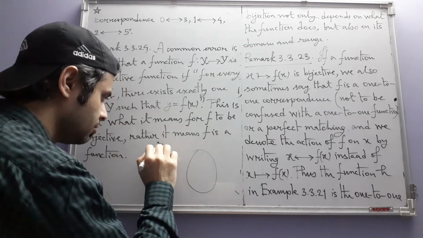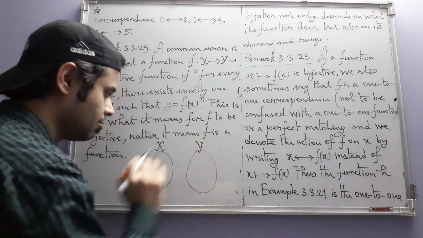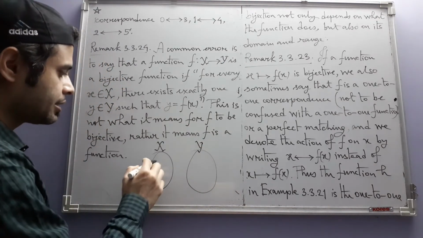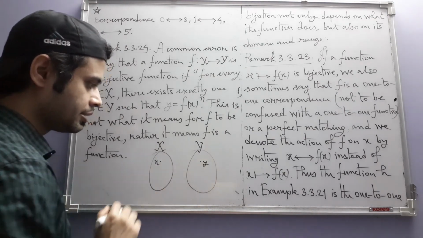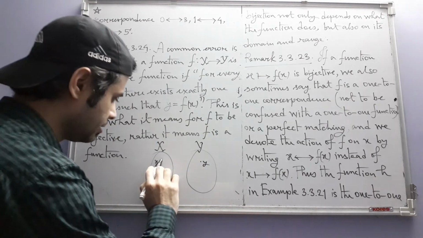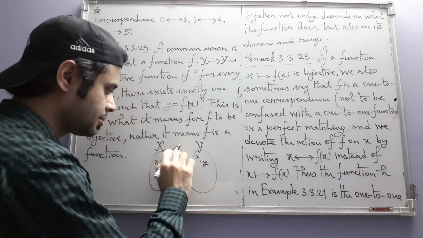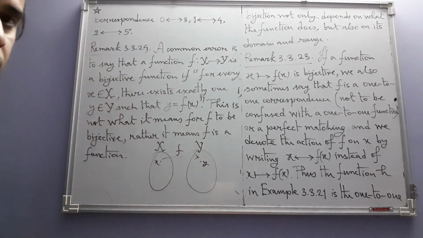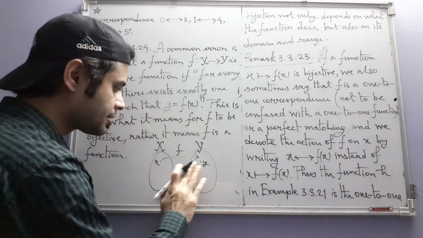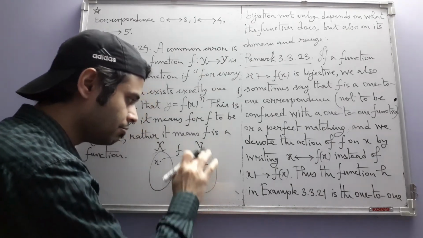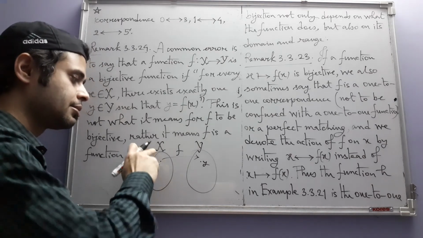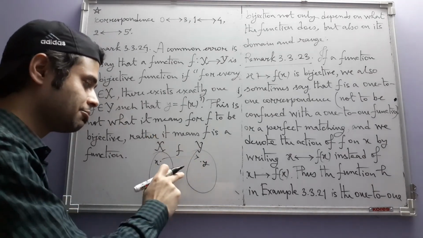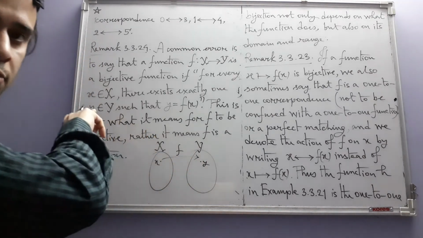suppose this is your domain X, this is Y. If we are saying that for every x in X, there is exactly one y in Y such that f maps x onto y, then that's the definition of a function. But if we are saying that for every y in Y, there exists exactly one x in X such that y is equal to f(x), then this is not what I have just said now.